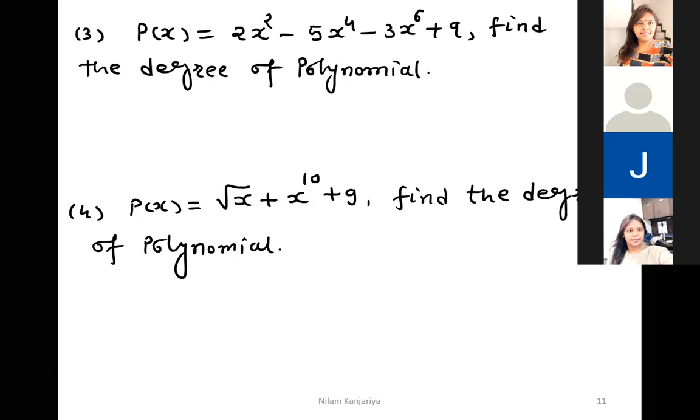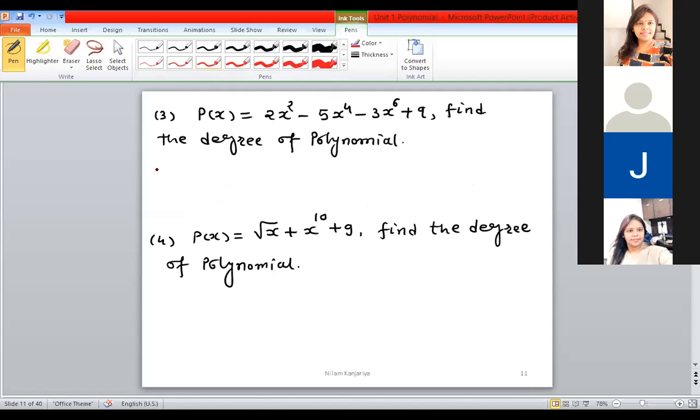Ma'am, the answer of the third is 6. Right? The answer of the third is 6. Very good. The degree of the polynomial is 3, sorry, not 3, it's 6. Now, what about the fourth? 10. Okay, someone said 10. Okay, I write it. Ma'am, anyone have an objection, then tell me.